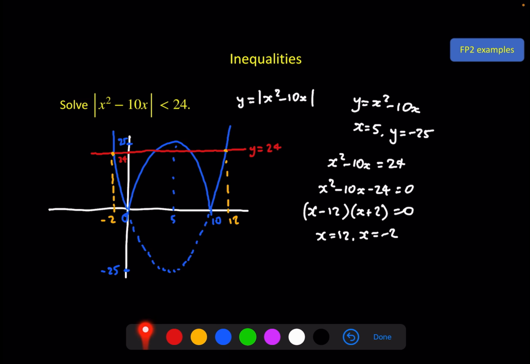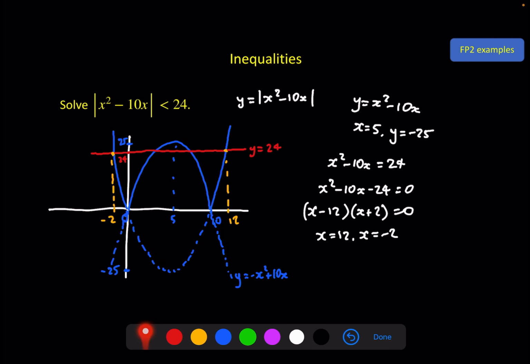But as I said, we don't get 4 out of that, we only get 2, because this graph, the one that I've used here, is this one. To get these two with the modulus coming into play, it's on this graph here. And that is part of this graph, which is y is equal to minus x squared plus 10x. So I also need to solve this second graph. This one is equal to 24 will give me these 2 points of intersection.